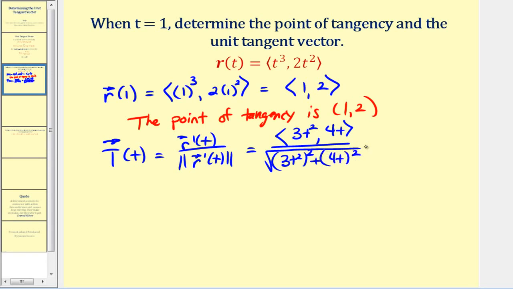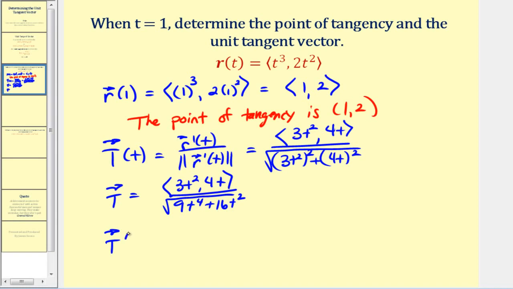Now we could just substitute t equals 1 into this and have our unit tangent vector. Let's go ahead and simplify this so we have the unit tangent vector valued function. So we're going to have the square root of 9t to the 4th plus 16t squared. Now let's go ahead and evaluate this at t equals 1. That'll give us the unit tangent vector that we're looking for.